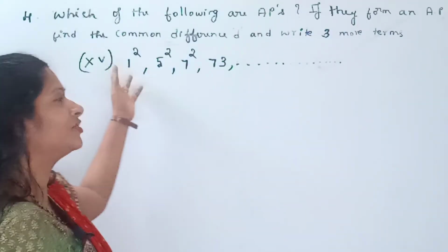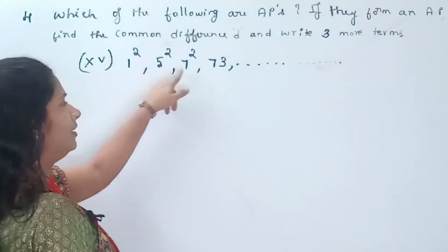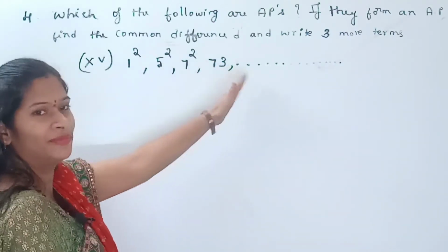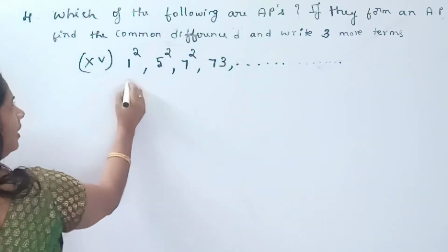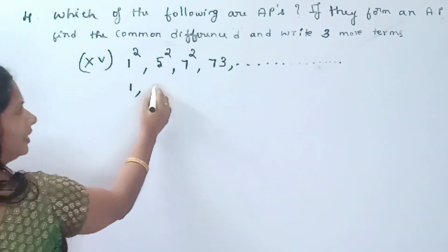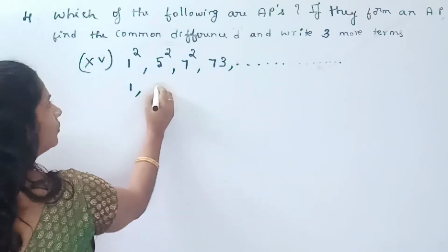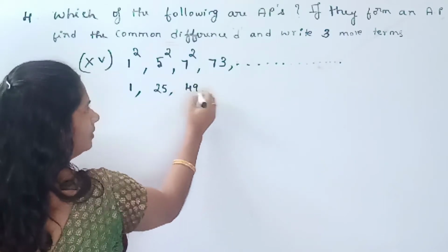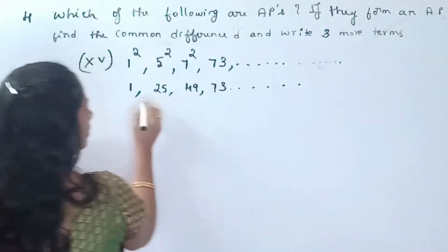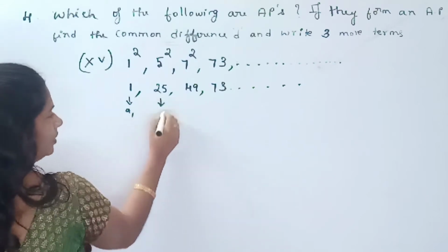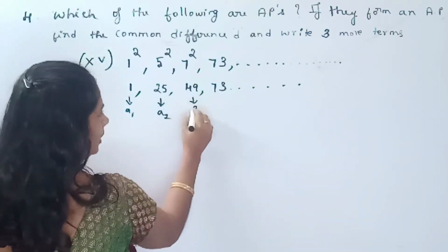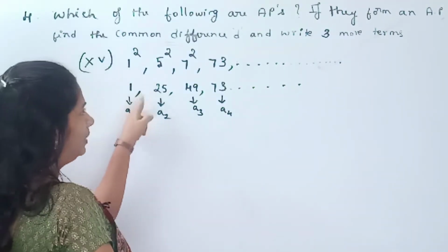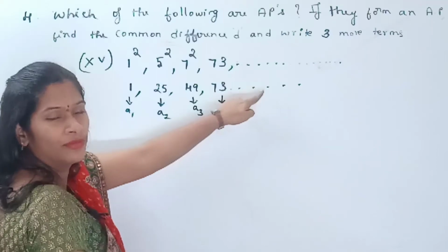Coming to the last question: 1 square, 5 square, 7 square, 73 and so on. Now we have to check whether this list of numbers forms an AP, children. So let me write 1 square as 1, 5 square as 5 into 5, it is 25, 7 square is 7 into 7, it is 49, 73 and so on. Now this is our first term A1, 25 is our second term A2, A3, and this is A4. Now we have to find whether this list of numbers forms an AP or not.